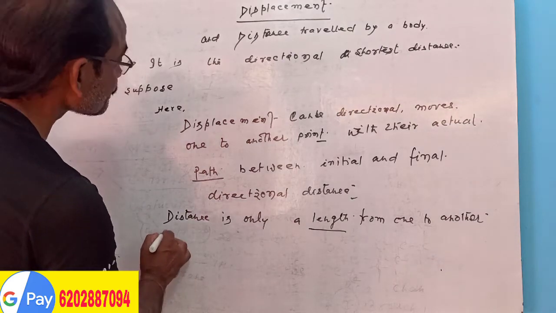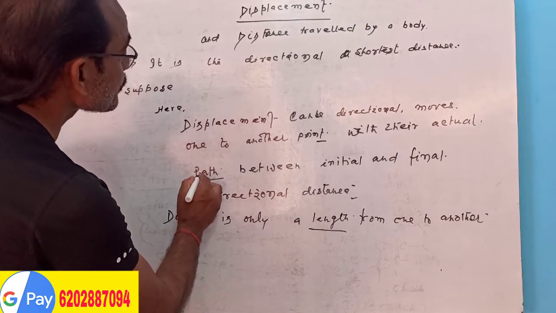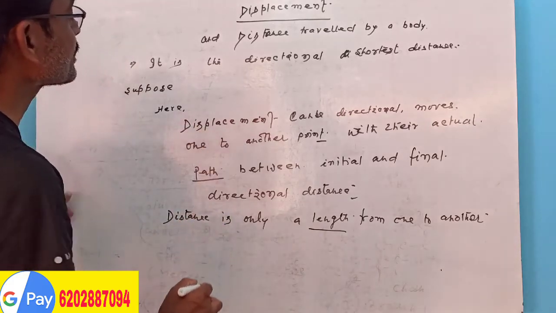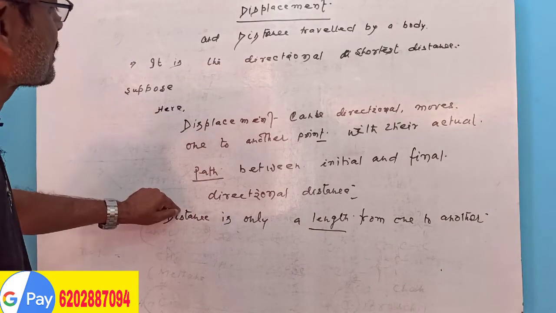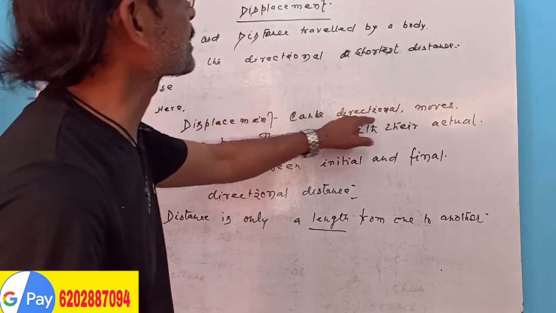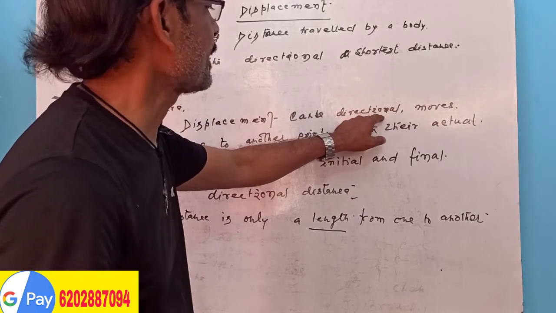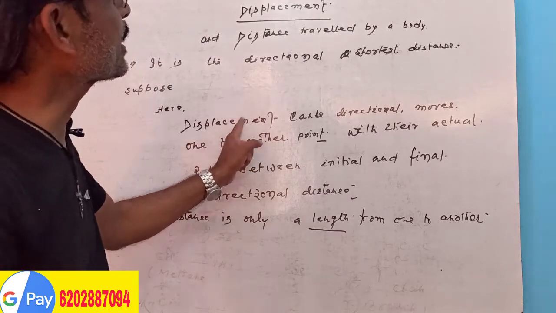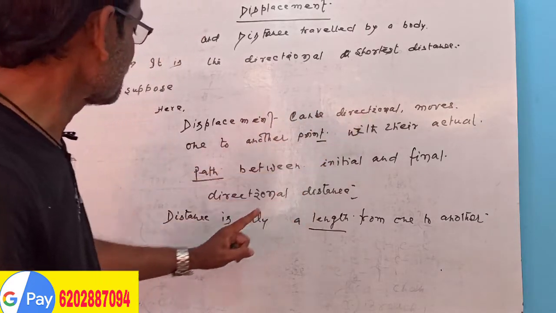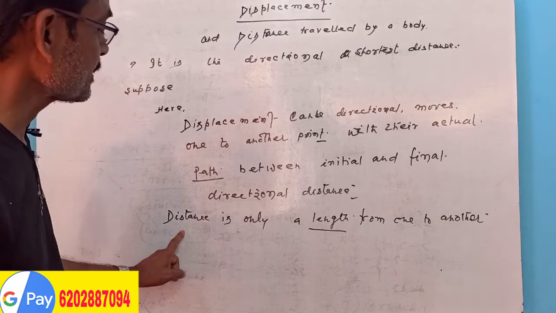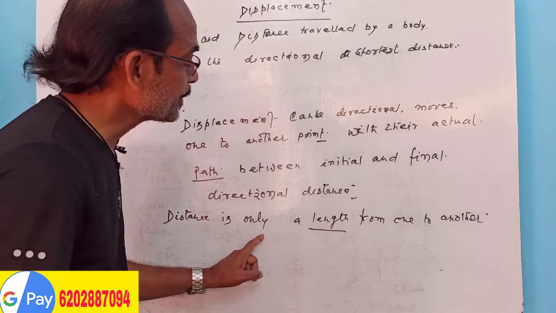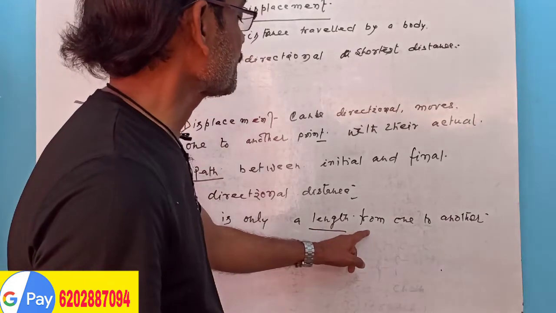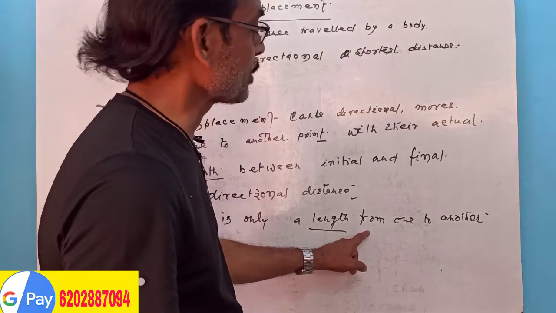Therefore, displacement is also a distance, but it is directional, has magnitude as well as direction, but in distance there is only magnitude and no mention of the direction.